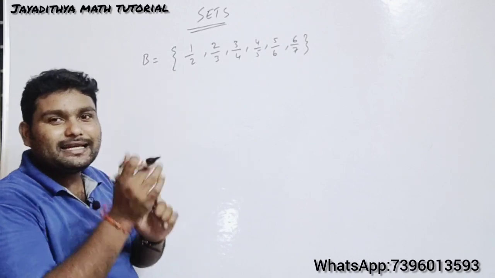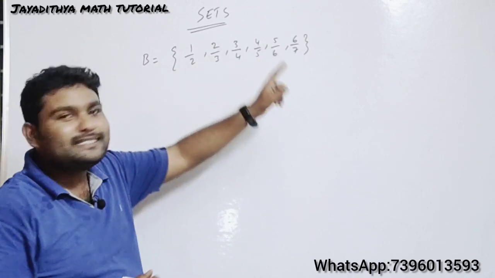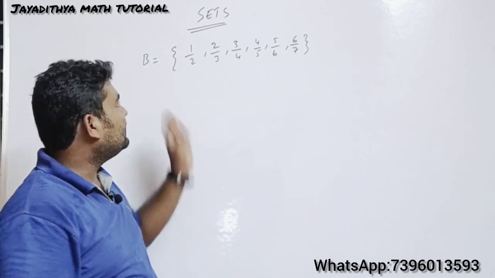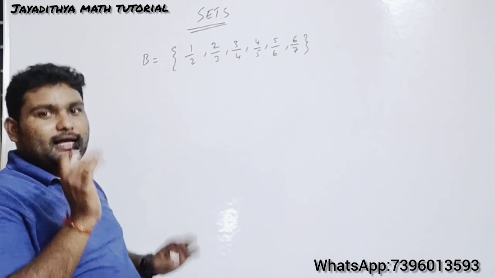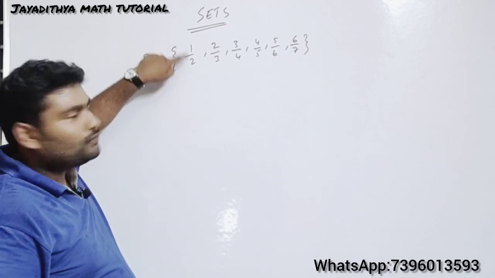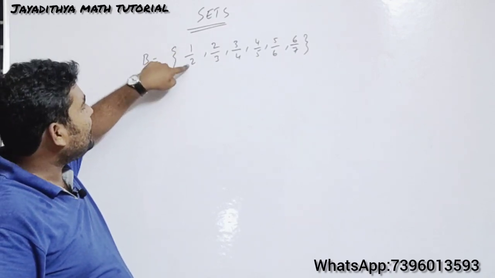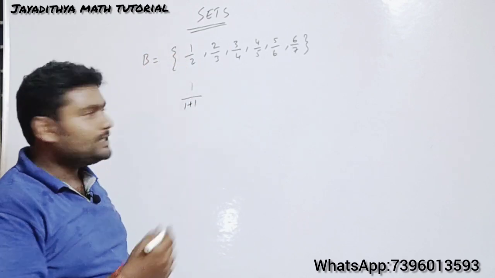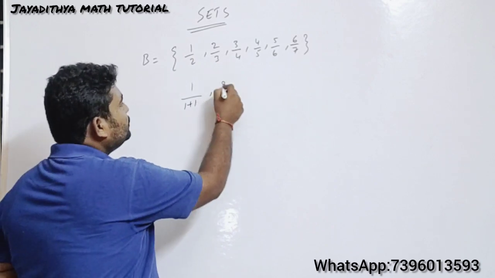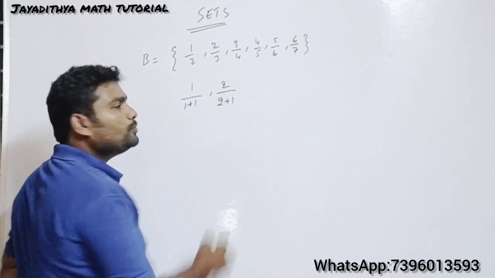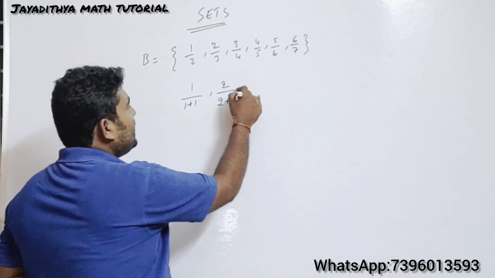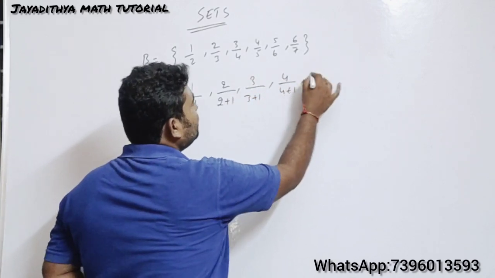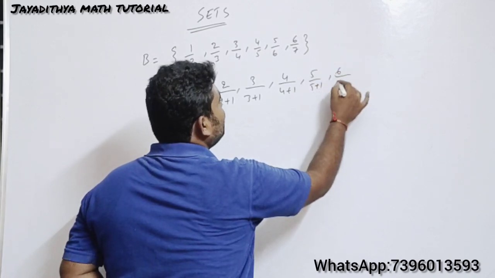So first of all you should understand what the common property is. If you understand the common property, then you can easily write the set builder form. So understand here 1 and 2. 1 is in the numerator, 2 is in the denominator. So can I write 1 by 2 as 1 by 1 plus 1? Can I write it or not? Yes, 1 plus 1 is nothing but 2. And can I write it like this, 2 by 2 plus 1? 2 plus 1 is nothing but 3. And 3 by 3 plus 1, 3 plus 1 is nothing but 4. So 4 by 4 plus 1, 5 by 5 plus 1, and 6 by 6 plus 1.